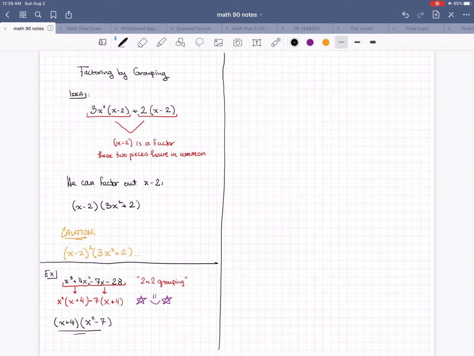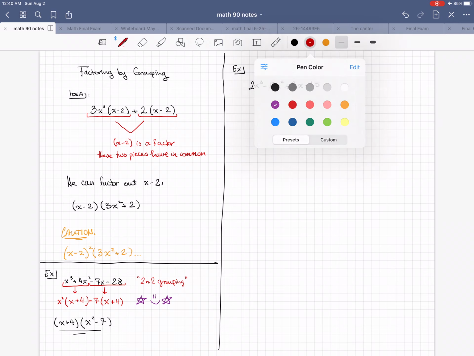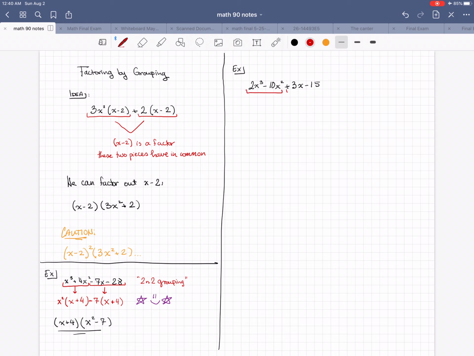Okay, let's do a couple more examples. So for our next example, we will do 2x cubed minus 10x squared plus 3x minus 15. So again, we're going to factor this by grouping, and again, we're going to use our go-to, the 2 and 2 grouping. So for the first group, 2x cubed minus 10x squared, notice we can pull out 2x, which leaves us with 2x squared, which leaves us with x minus 5. Sorry, I got a bit tongue-tied there.